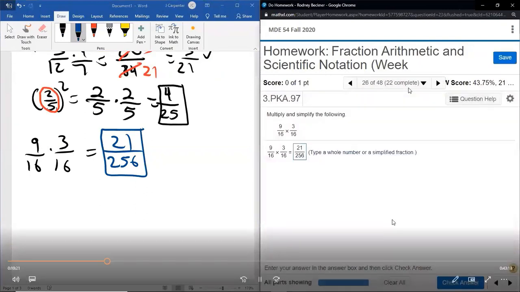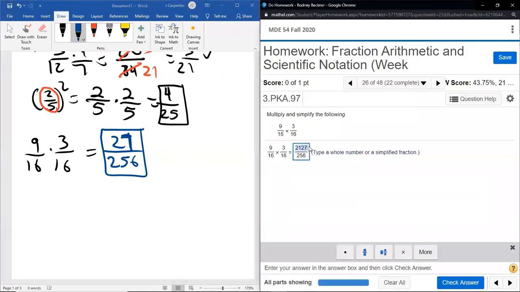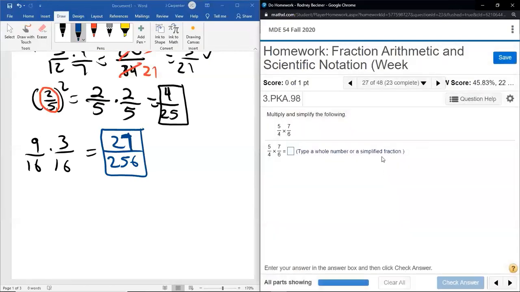21/2, what did I write? What did I do wrong? Oh, 9 times 3 isn't 21. Why did I say 21? It's 27. Simple mistake. 27. Not 2,127, 27. 9 times 3 is 27. I think I probably said 27 and just wrote the 1 accidentally. I don't remember. My bad, though.